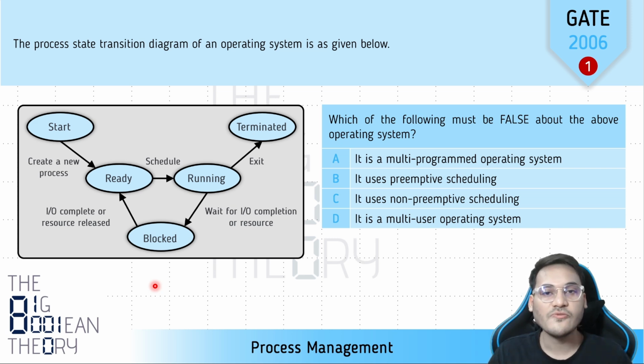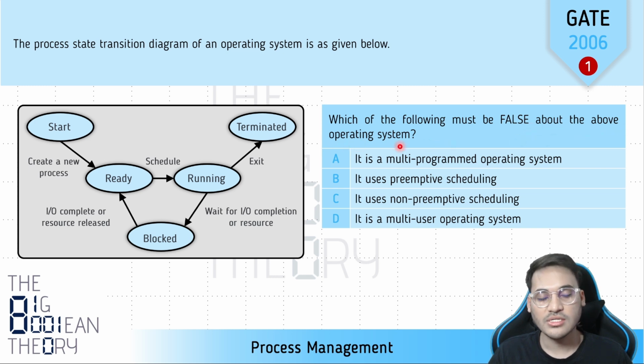This video is part of a lecture series on operating systems, and in this video we are going to solve a GATE question. This question was asked in the year 2006 for 1 mark. So let us read this question. The process state transition diagram of an operating system is as given below. So this is the diagram that they are talking about. And then the question asks us which of the following must be false about the above operating system.